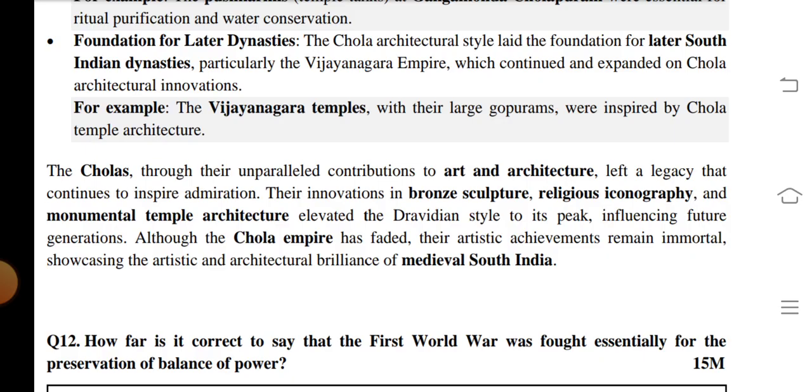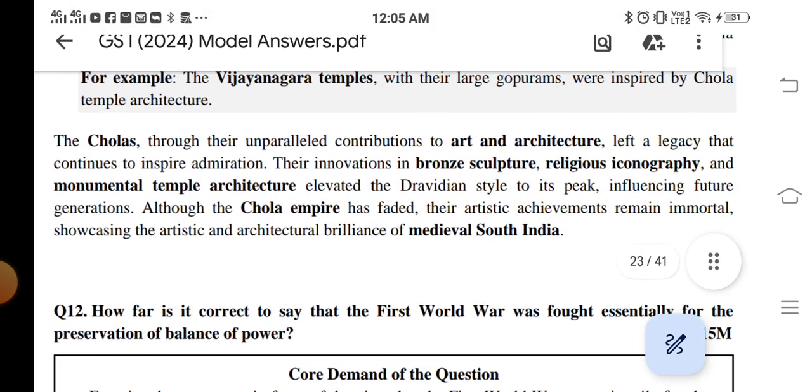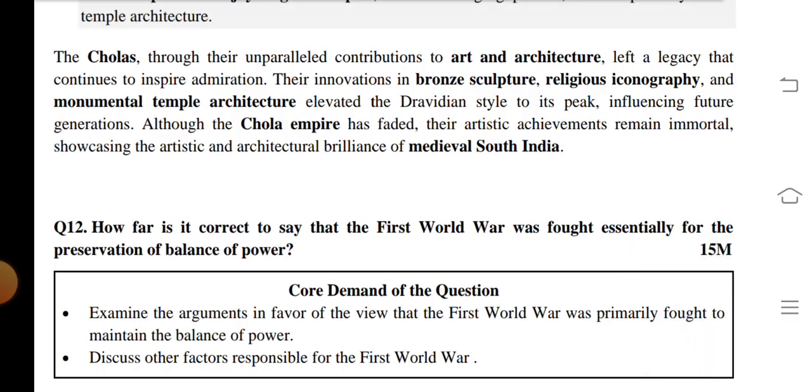architecture. The Cholas, through their imperial contributions to the arts and architecture, left a legacy that continues to inspire admiration. Their innovations in bronze sculptures, religious iconography and monumental temple architecture elevated the Dravidian style to its peak, influencing future generations. Although the Chola empire has faded, their artistic achievements remain immortal, showcasing the artistic and architectural brilliance of medieval South India.